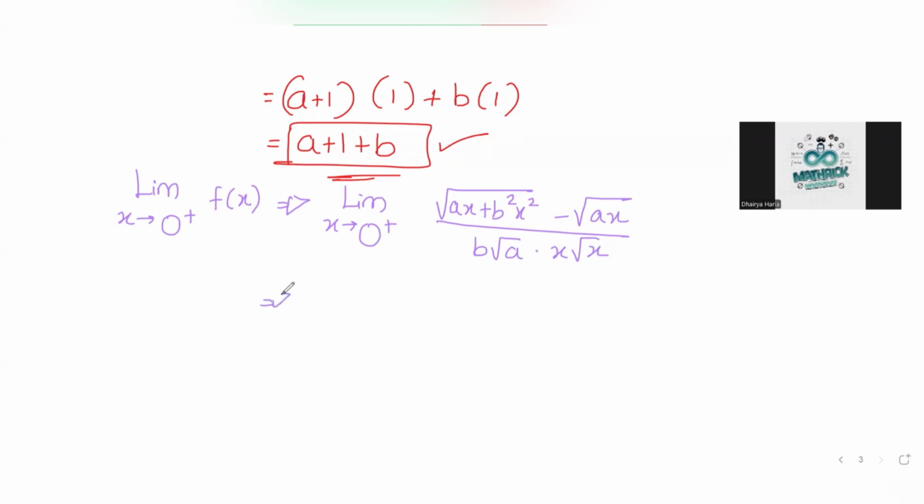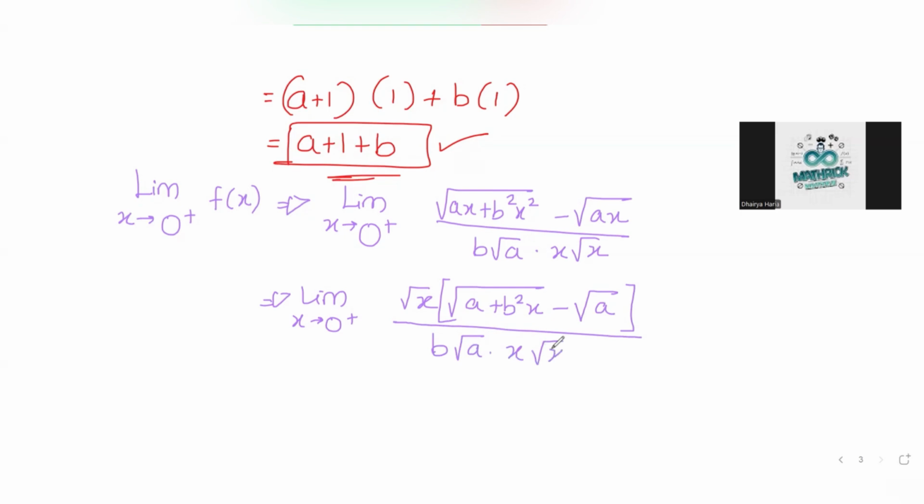So if I further try to solve it, I get limit x tends to 0 plus. From here, I can take out root of x common. So root of x, if I'm taking common in the root, I'm left with a plus b square x minus, here I'm left with square root of a, divided by b root a x root x. So once I have this with me, I'll cancel out this root x and root x. Now I'm just left with this.